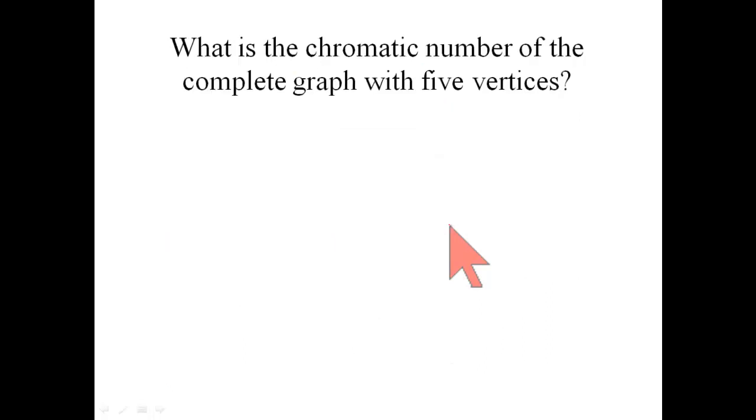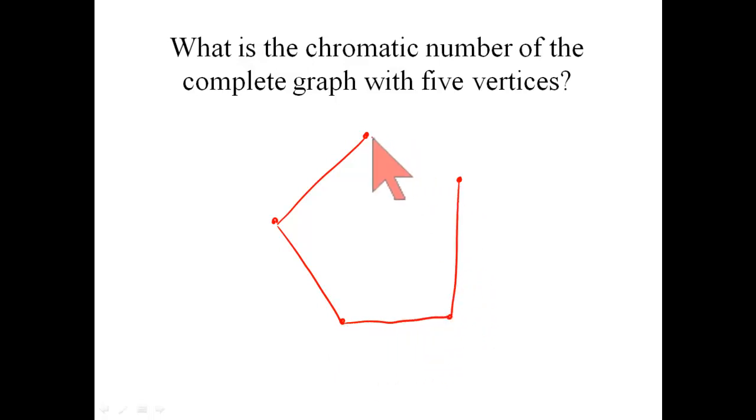Here's another example. What's the chromatic number of the complete graph with 5 vertices? From the reading in the text, perhaps you remember a complete graph is one in which every pair of vertices is connected by an edge. And so if I have 5 vertices, let's say arrange them in a pentagon shape, then a complete graph has edges between all pairs of vertices. And so it looks like this.